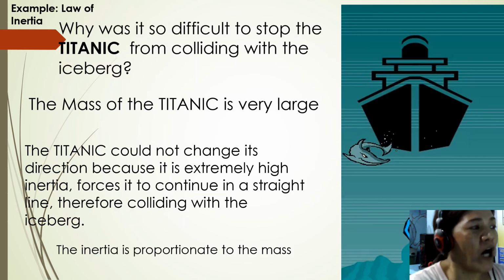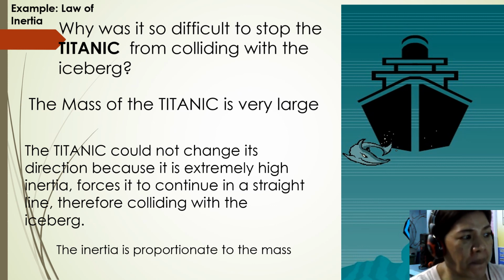Now, we have another example for the law of inertia. Why was it so difficult to stop the Titanic from colliding with the icebergs? You have to consider that the mass of the Titanic is very large. So the Titanic could not change its direction because its extremely high inertia forces it to continue in a straight line, therefore colliding with the icebergs. So you always have to remember that inertia is proportional to mass.